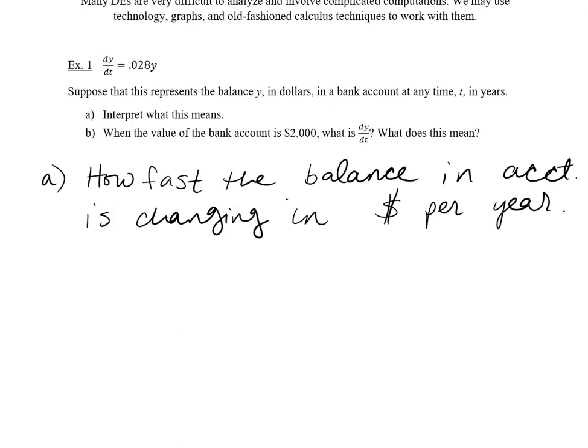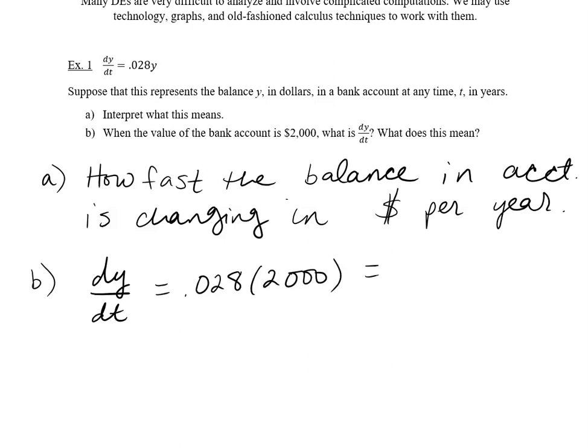So B says, what is the value, when the value of the bank account is $2,000, what is dy/dt? So I'm going to substitute that in. dy/dt is equal to 0.028 times 2,000, which gives me 56. And remember, that would be in dollars per year.